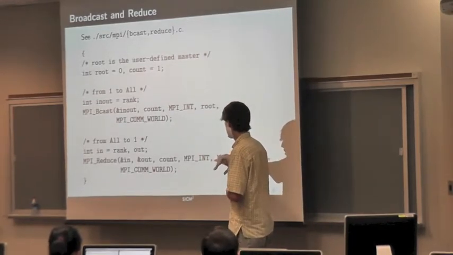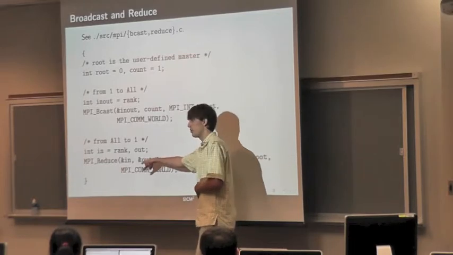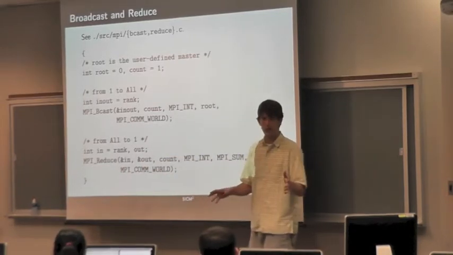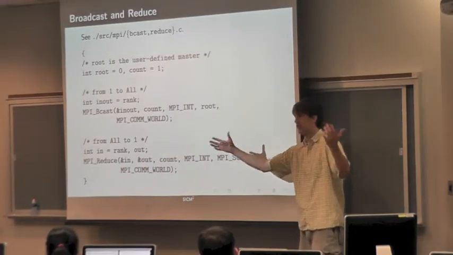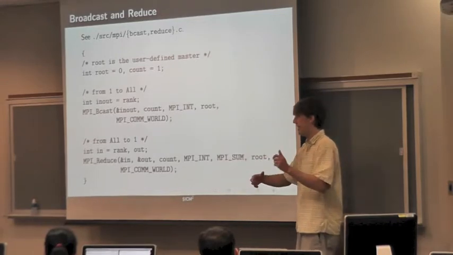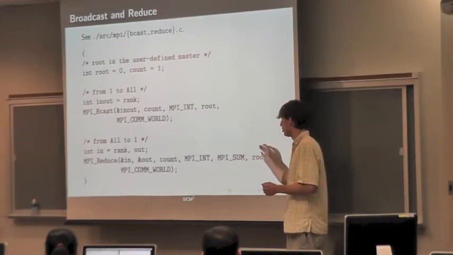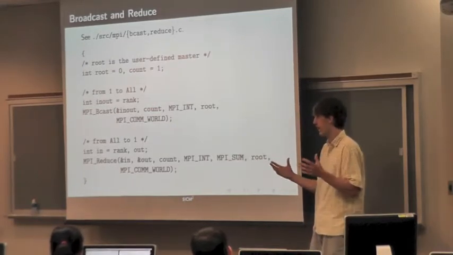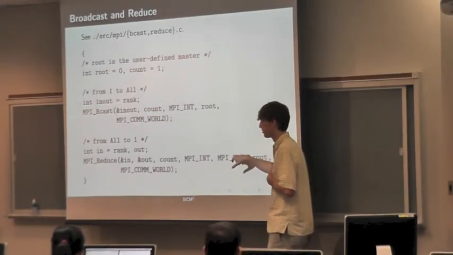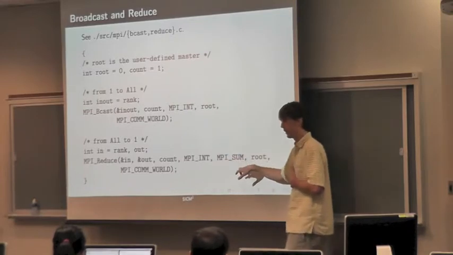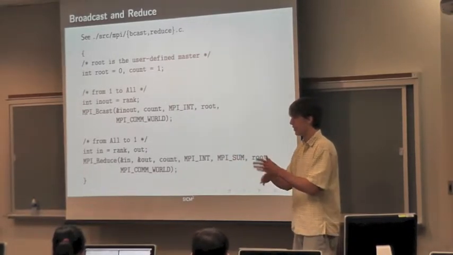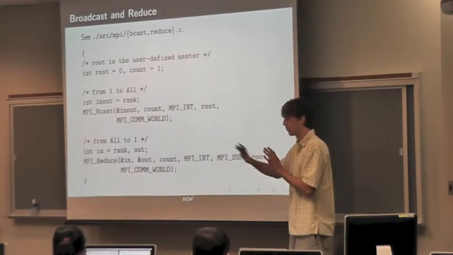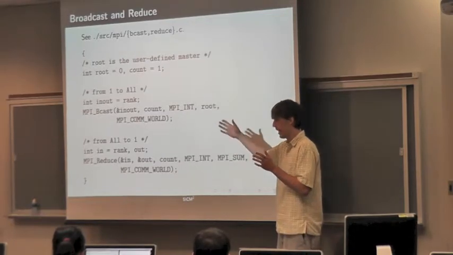So then there's the reduce at the end. Reduce has 2 arguments. Everyone provides an input. Everyone's going to contribute something to the reduction, and then somebody, the root, is going to get it out. If it's an all reduce, everyone gets the output, and there is no root argument. Sum is the operator. So sum says we do y plus equals x for all processes.